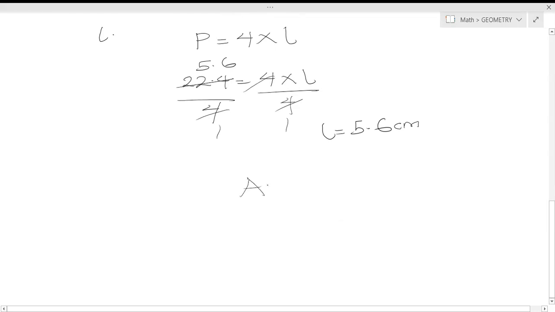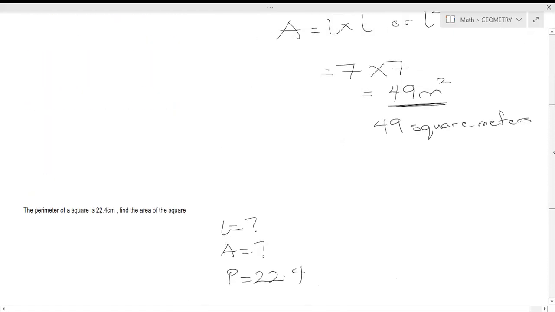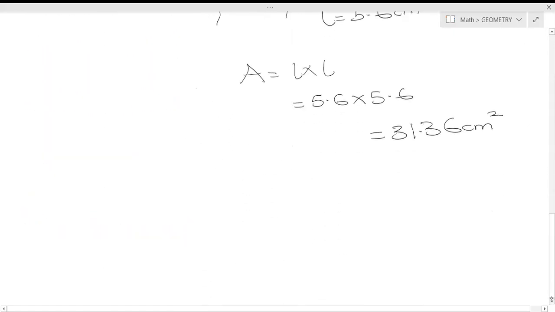The area of a square is length times length, or L squared. So that will be 5.6 times 5.6, which should give us 31.36. Our unit will be centimeters squared. So the area of this square will be 31.36 centimeters squared.